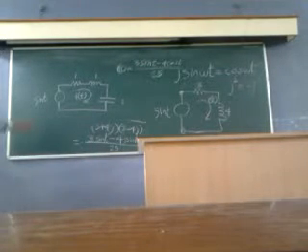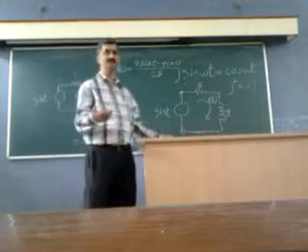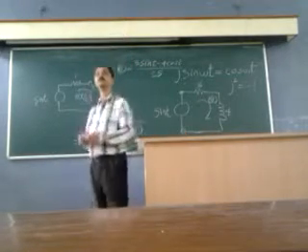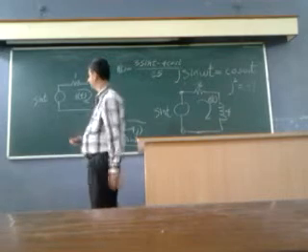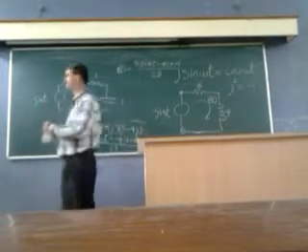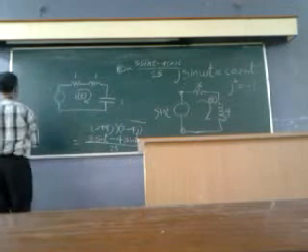The answer is sin t because the impedance happens to be 1. Yes, it is 1 plus J minus J. Got it? Now I will make one change. The one change which I will make is that it is sin 2t.